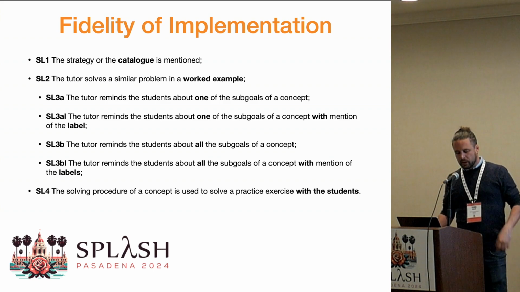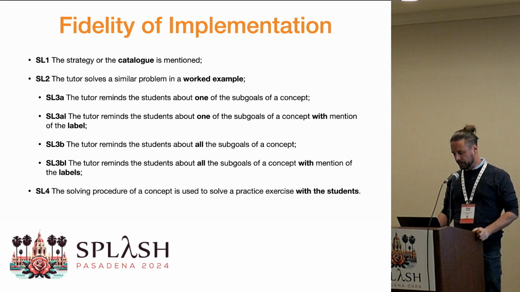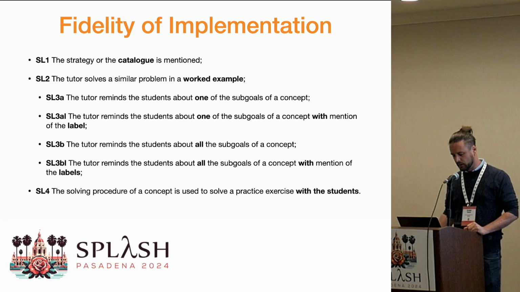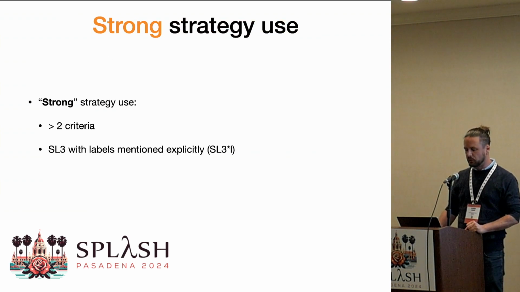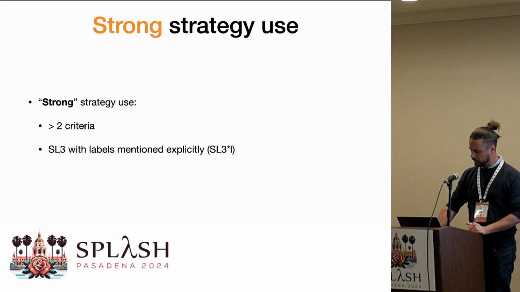The tutors can propose worked examples. Then they will mention some of the subgoals, with or without the labels, one or all of the subgoals, depending on whether they are focusing on one specific aspect of using a concept or all of them. And then the solving procedure is reused with students based on the subgoals. We also defined a strong use of the strategy, meaning that if tutors were using and mentioning the labels explicitly, or if they were using more than one criterion, we considered that it was a strong use of the strategy.